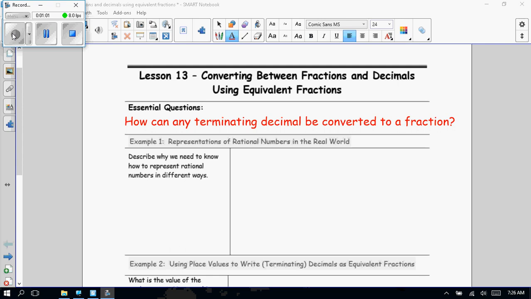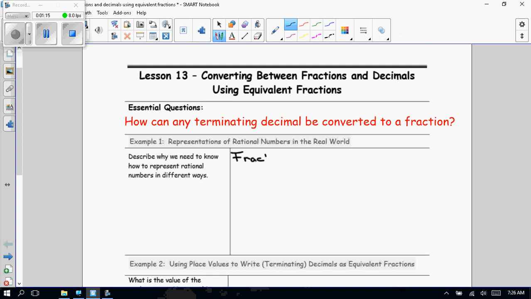I don't know how much cooking you do at your house or how much you help your parents with cooking, but cooking always uses fractions. You'll talk about 1/3 of a cup or 1/2 a teaspoon. So fractions are used primarily in cooking, at least in the everyday world. Even in sports, you have the first quarter, second quarter, halftime, those types of things. They're using fractions.